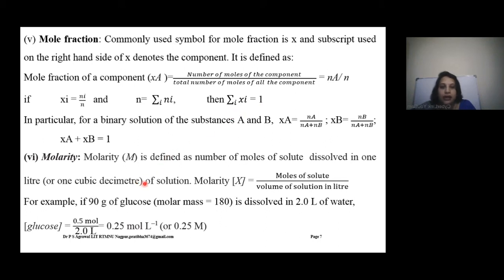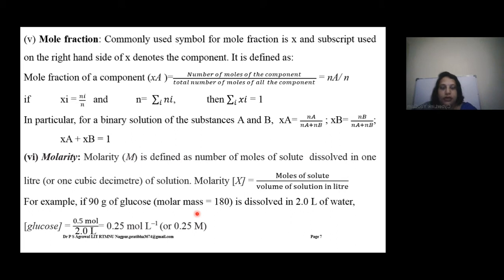Then molarity. This also we use, molarity. The number of moles of a solute dissolved in 1 liter or 1 cubic decimeter of solution. In this, whatever may be the moles of the solute dissolved, it should be considered in 1 liter. Suppose, it can be indicated by a square bracket. Molarity: moles of the solute in the 1 liter volume of the solution.